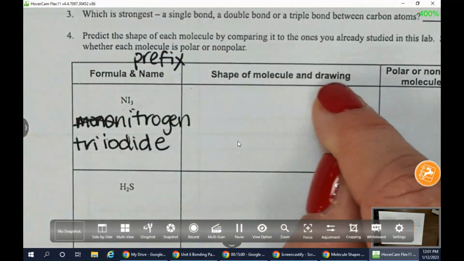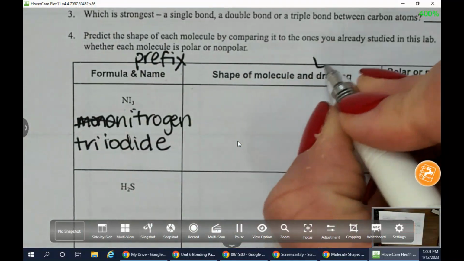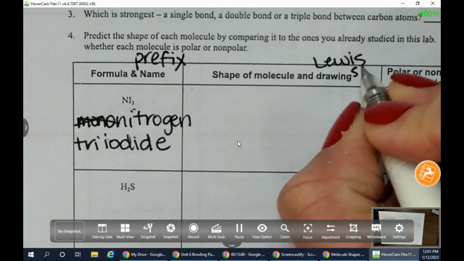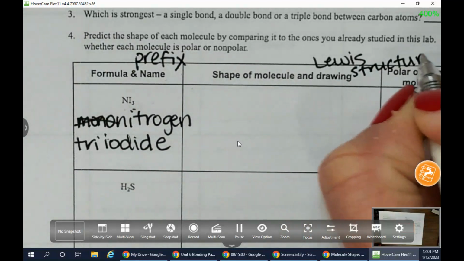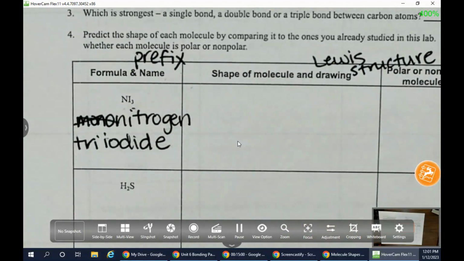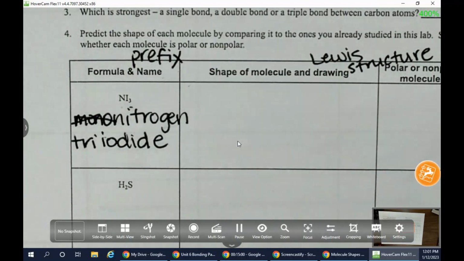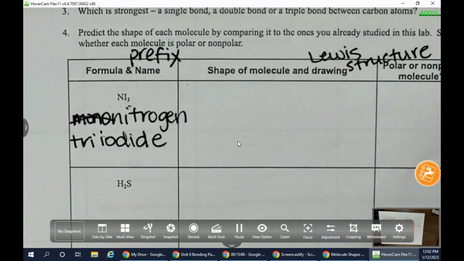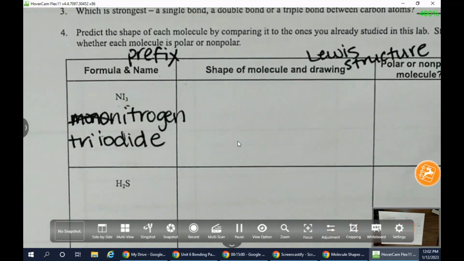I need the shape and a drawing. This drawing is a Lewis structure, not the model. Because you have to still know how to draw it with all the dots and connect the single dots, all right? So if you already drew it with just the models, I would just get another piece of paper, draw it again, especially if you did it with pen or whatever, unless you can fit it in over here on the side.